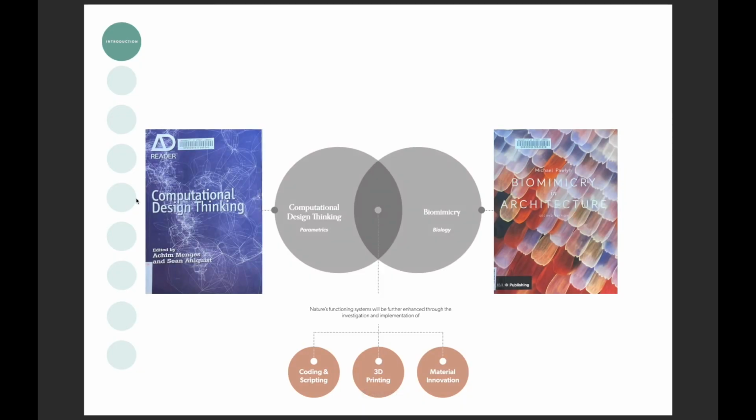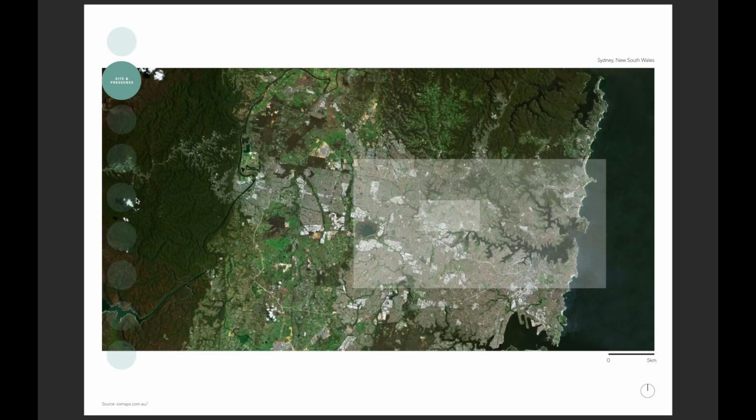This project will investigate the relationship between biology and computational design thinking as a tool to drive the design of a regenerative architectural solution, focusing on coding and scripting, 3D printing, and material innovation. I'll start by introducing the site.